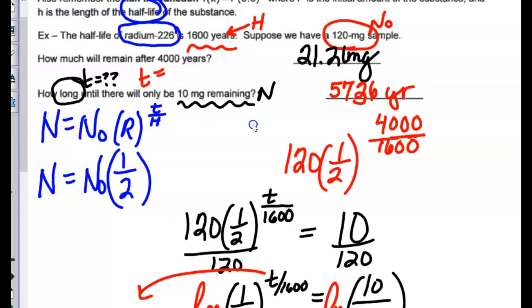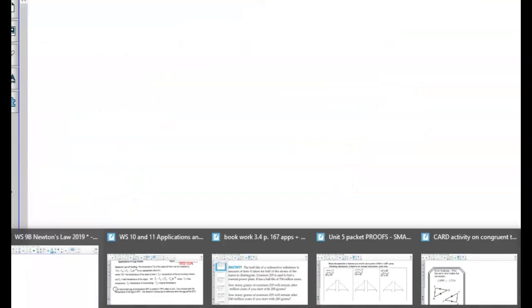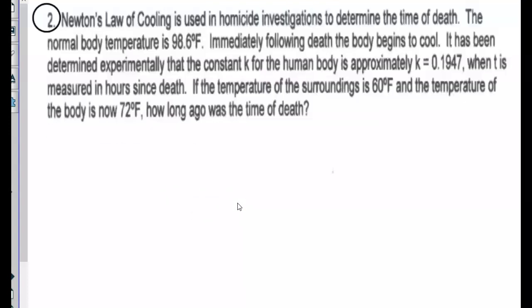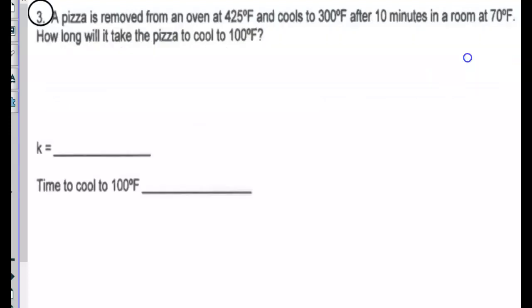All right, so that's that worksheet. The homework on this is worksheet 10 and 11. There's three more Newton law of cooling questions. There's one about a body. This is actually an easier question because what did they give us, guys? They give us the K. So that one's a pretty easy one. There's another one with a pizza coming out of the oven.